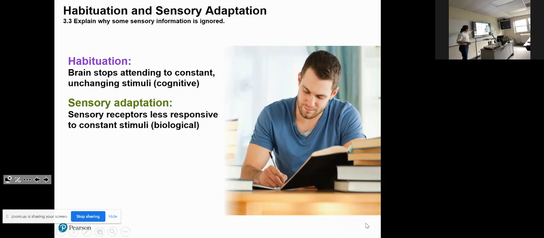That would be an example of sensory adaptation, because your senses aren't actually picking those up anymore. Does that make sense? Okay.